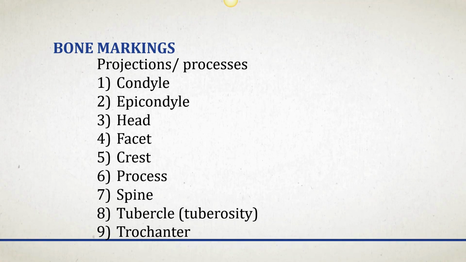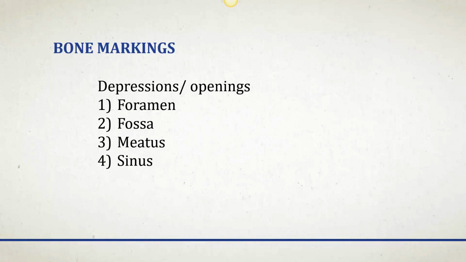A process is anything that sticks out or protrudes from the bone. A spine is a long, narrow process. A tubercle or a tuberosity is a rough bump that usually serves as a point of muscle attachment. And a trochanter is also a large, rough bump, and it can serve as a point of muscle attachment. As far as depressions and openings go, a foramen is a hole. A fossa is an indentation or a cavity. A meatus is a canal-like opening. And a sinus is a cavity within a bone.